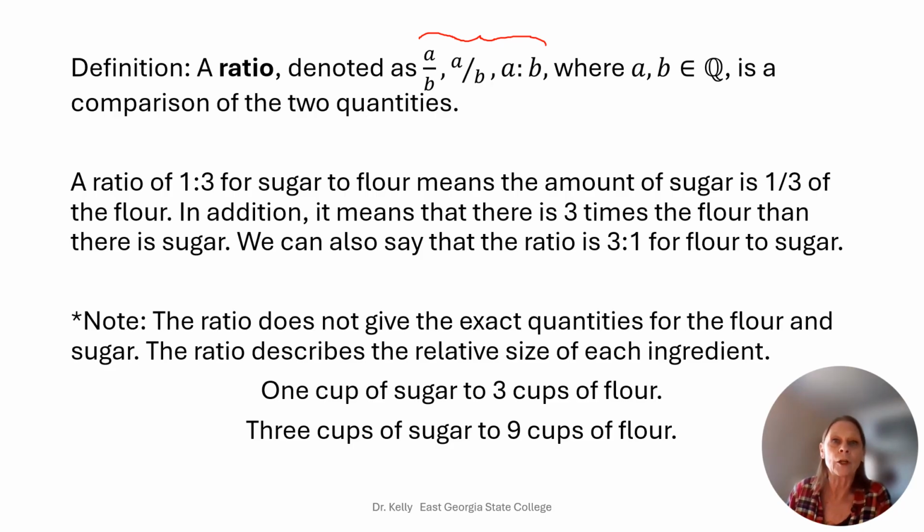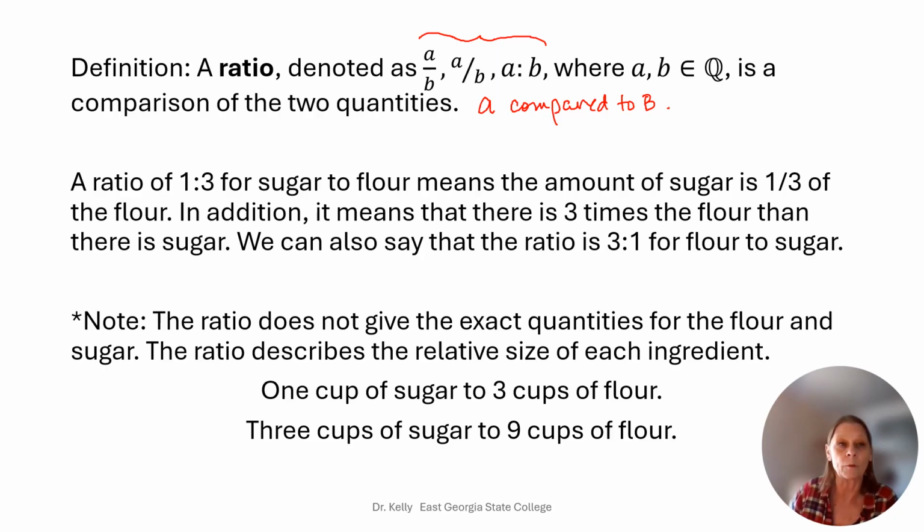So a ratio, where A and B are elements of the rational numbers, is the comparison of two quantities, the quantity of A compared to B. Here's a little example so that you understand what I mean. A ratio of 1 to 3 for sugar to flour.